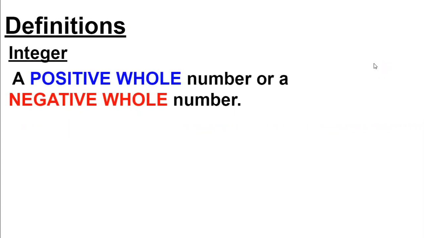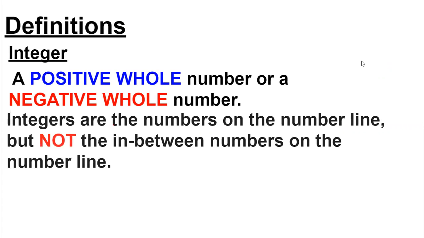Okay, what's an integer? An integer is a positive whole number or a negative whole number. So they're like the counting numbers, 1, 2, 3, 4, 5, 6, 7, 8, 9, 10, etc. Or the negative counting numbers, -1, -2, -3, -4, -5, etc. Integers are the numbers on the number line, but not the in-between numbers on the number line.